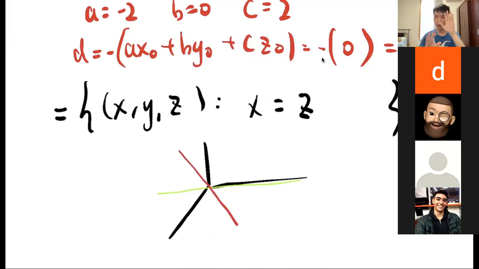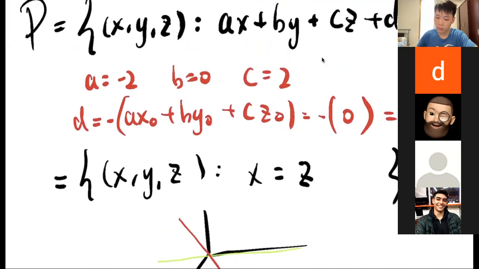How did you come to the conclusion of x equals z though? Can you go over that part again? Well, when you simplify this, where a is minus 2, so minus 2x. B is equal to 0, so this is 0. Plus 2z. And d is also 0. So that means minus 2x plus 2z equals 0. When you move things around, 2x equals 2z, divided by 2 on both sides, x equals z.